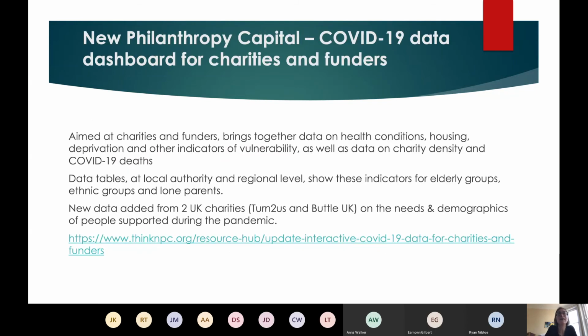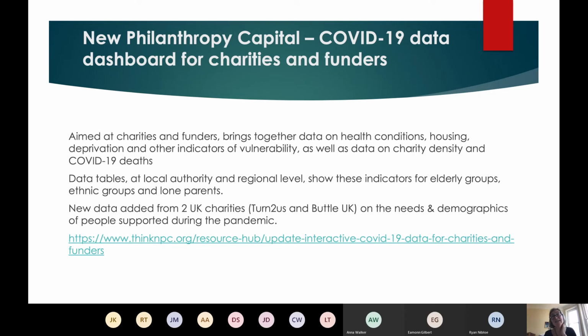Another data source I wanted to mention, particularly with respect to working with charities and community organisations in the pandemic, there's a tailored data resource that's been developed by New Philanthropy Capital aimed at that sector and also at funders, trying to encourage them to think about where they target their efforts. It's got a lot of the same range of data from health, housing, deprivation and so on, and vulnerability. It's not focused particularly on children, but rather on elderly groups, ethnic groups and lone parents as groups who they all deemed were particularly at risk in the pandemic. Of course, children may be living in those households.